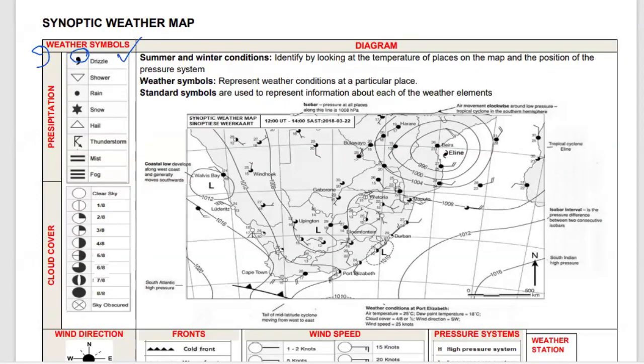And we have an inverted triangle. This one that we have here, that's a symbol for rain shower. And then that dot is a symbol for rain. And you see the star there, it represents snow. And then that triangle, which is placed up, is for hail.